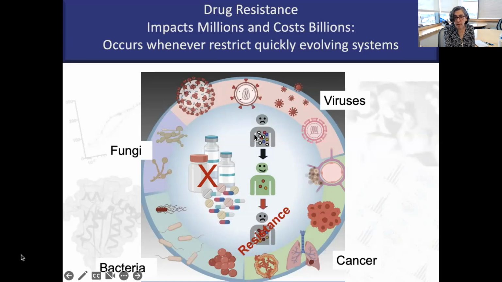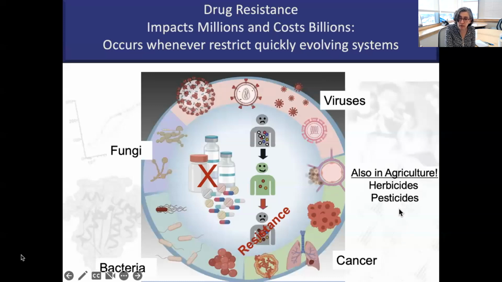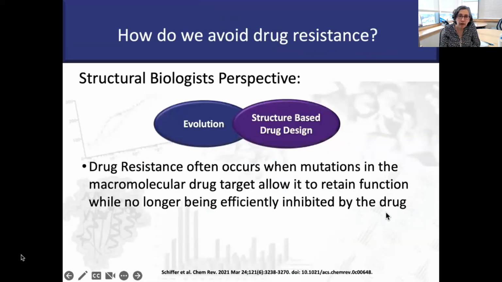And so these processes occur over and over again in quickly evolving diseases, and not just in viruses and cancer cells, but also in agriculture and herbicides and pesticides. Similar things are happening over and over again. And so how do we approach it?